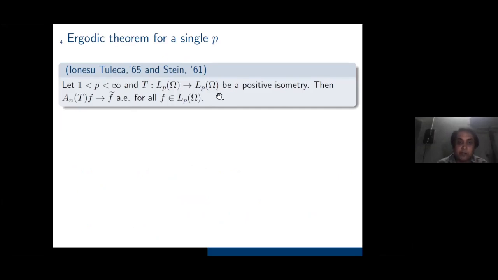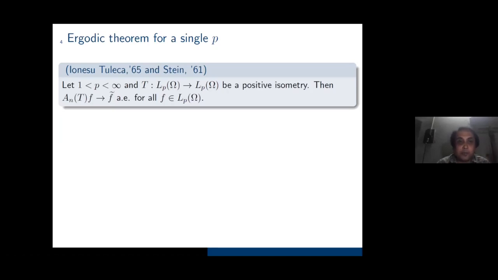But here we are starting with a T which is a positive isometry for a fixed LP. So this may not be an operator of Koopman operator type. But still you can prove an ergodic theorem: the time averages converge pointwise almost everywhere. This was proved by Stein for p equal to 2, and then Ionescu Tulcea solved it for p not equal to 2. So this ergodic theorem is more general than Birkhoff's ergodic theorem, at least if p is strictly between 1 and infinity. But it is not yet comparable with Dunford-Schwartz.